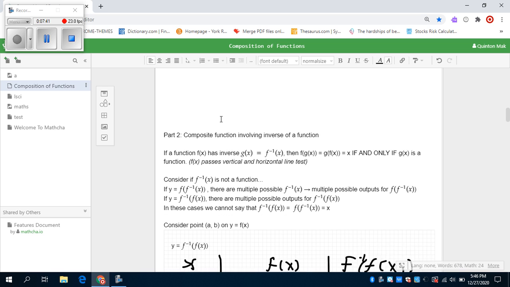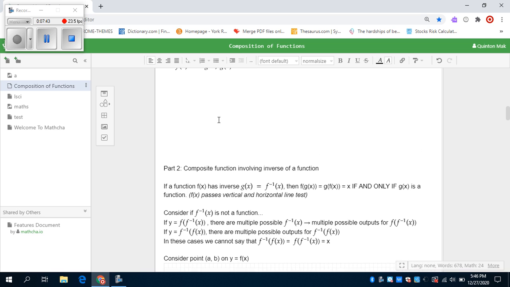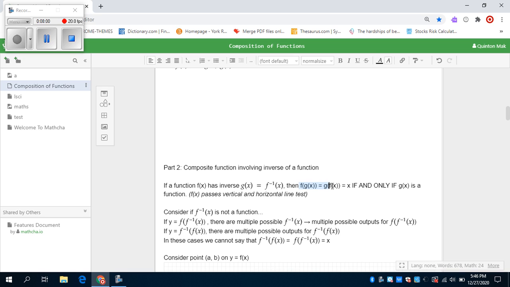Now we have a composite function involving the inverse of a function. If a function f of x has inverse g of x equals the inverse of f of x, then f of g of x equals g of f of x equals x, if and only if g of x, or the inverse of f of x, is a function. So f of x must pass the vertical and horizontal line test.